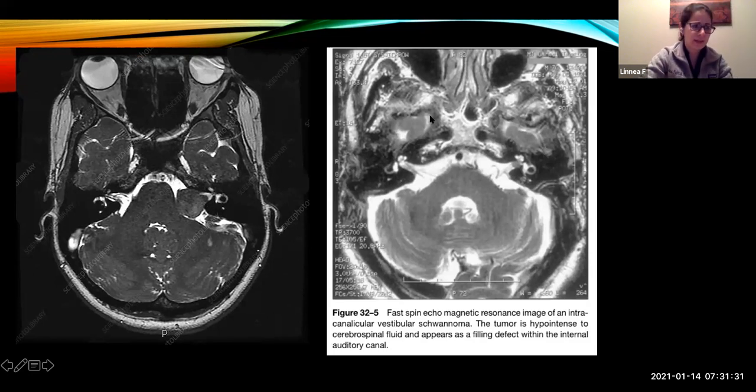This is a fast spin echo technique, which shows good contrast but doesn't involve giving contrast to the patient. One of the textbooks mentioned this could be a good alternative because it's a little bit faster, and if patients can't have GAD for some reason, then a fast spin echo can show it. It showed this little IAC lesion in here.